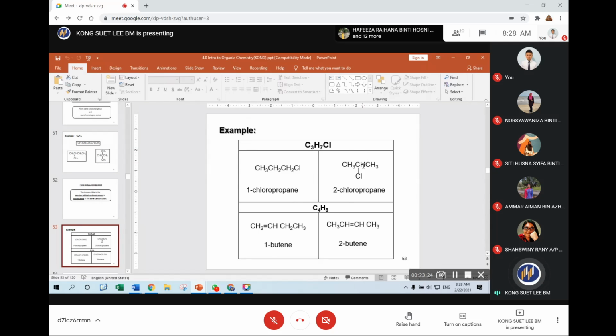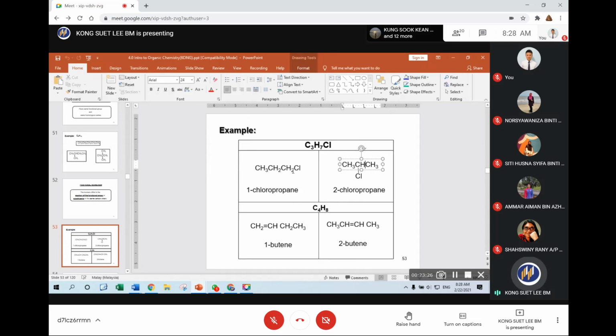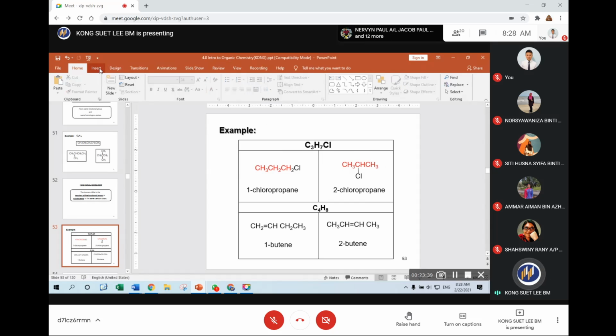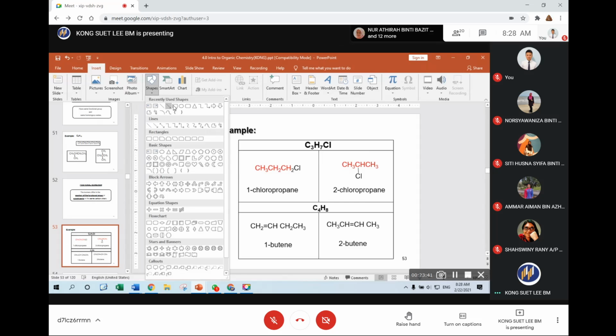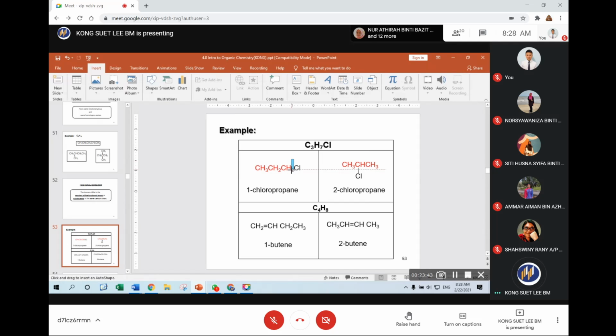Okay, positional isomer. Okay, if positional isomer, you check. Look at this one. Oh, the chain is still the same. Okay, the chain is still propane. This one also the same. The chain is still propane. But the difference here, right, is this.